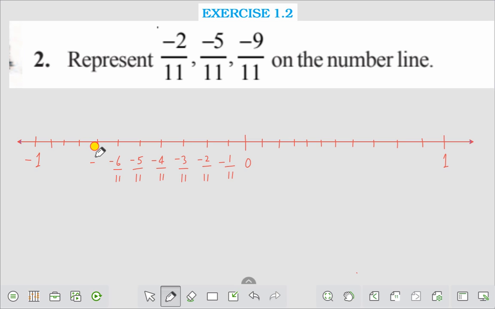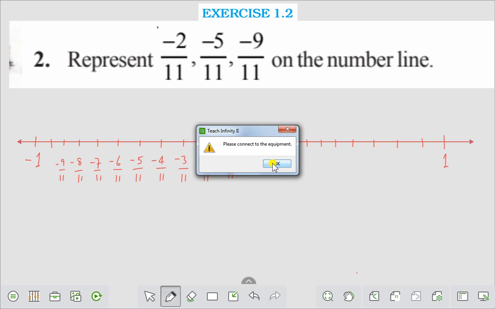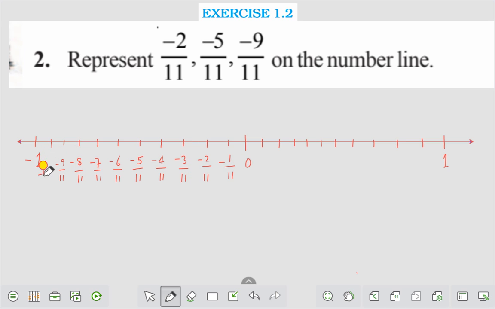This one is minus 7 by 11. This one is minus 8 by 11. This one is minus 9 by 11. And this part is minus 10 by 11. And this one is minus 11 by 11, and that is equal to minus 1, right?